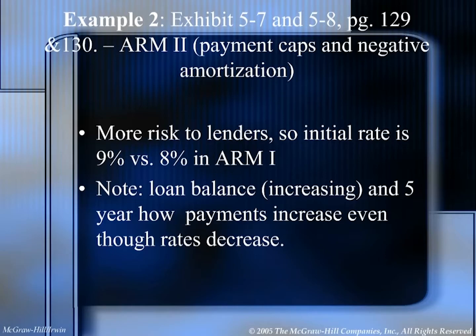So now we're looking at example 2, where we have payment caps and negative amortization. So here we know for one reason there's more risk to the lender because the initial rate is higher. But we know part of this is because the loan balance is going to be increasing.